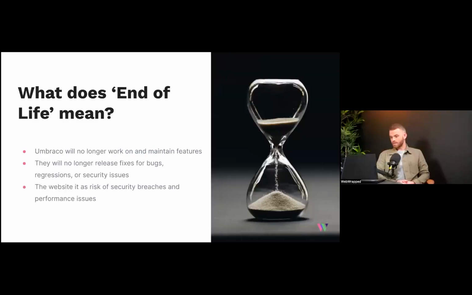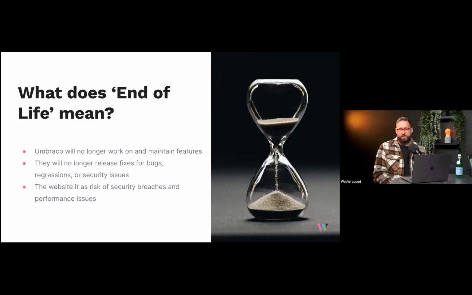Sure. So effectively, end of life is the last point in which Umbraco maintains or supports a version of Umbraco. So that's in terms of support for bugs, as well as security issues. As mentioned there, no longer maintained features and no releases for fixes or bugs, regressions. So what that means is that at that stage, the underlying Umbraco product is at risk of security breaches and performance issues.